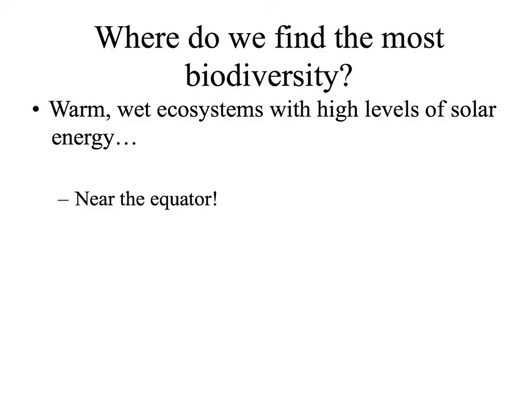Our next question is, where do we find the most biodiversity? We've talked about this to some extent already. Warm, wet ecosystems have very high levels of solar energy. These are the areas where we find the highest biodiversity. Generally, these areas are near the equator.